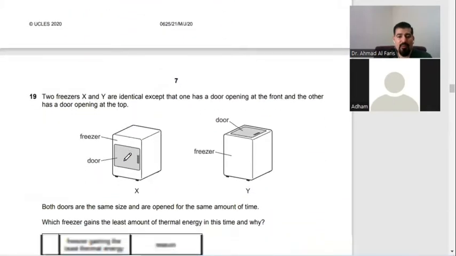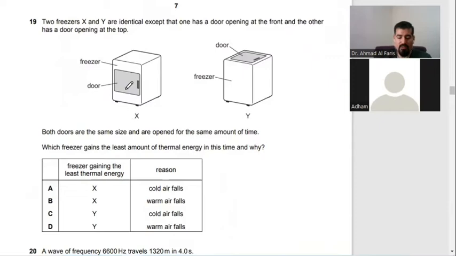Okay, let's move on to question 19. What do we have in question 19? Two freezers, X and Y, are identical, except that one has a door that opens at the front, and the other has a door that opens from the top. So when you go to a mall or supermarket and you want to buy something, for example an ice cream, because it's summer now, and you open the door to bring any piece of food or ice cream that you wanted, you will feel that cold air falls like this, right?